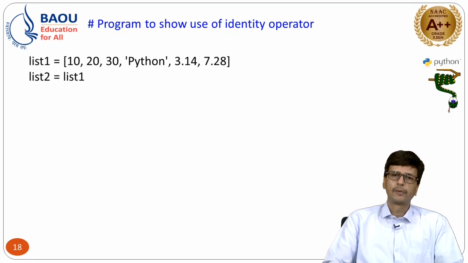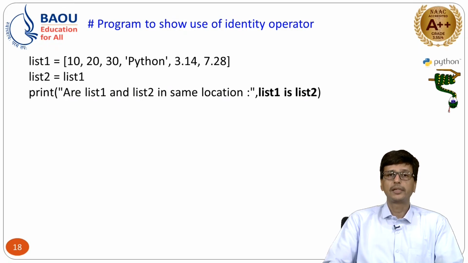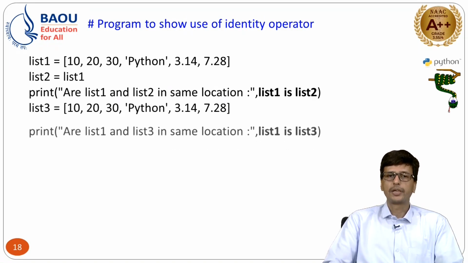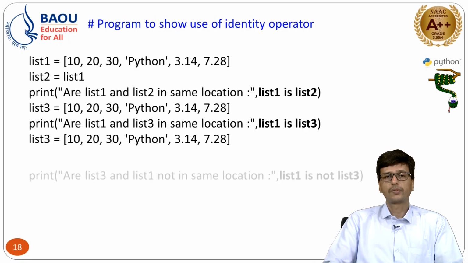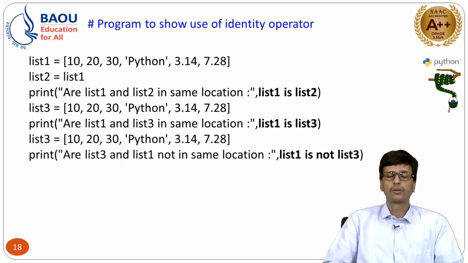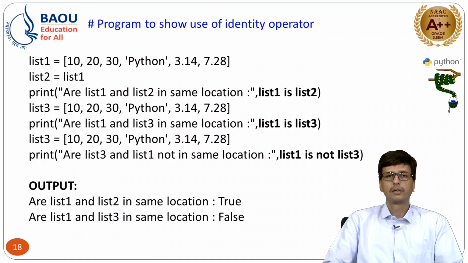So if you want to check whether a particular object resides at the same memory location, or points to the same variable or not, in that case you are using this identity operator. Here we are using list 1 is list 2, so in this case it will be true. Then we are creating a third list. List 1 and list 3 have different values, so both have separate memory to store the values. So list 1 is list 3 gives false, right.